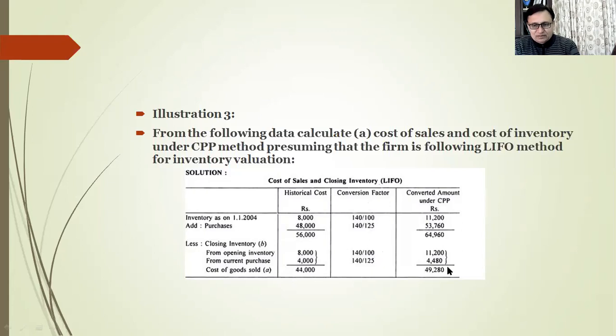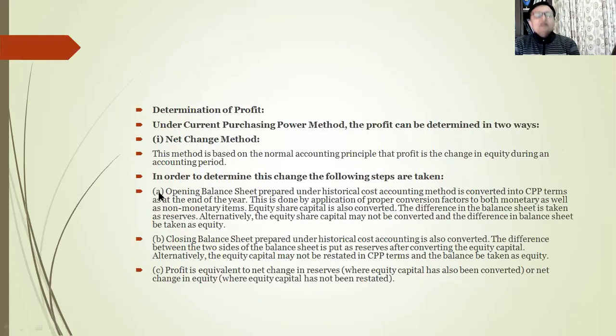So in this way, the cost of goods sold, earlier it was 44,000, now it has become 49,280. So this has been restated. So in this way, we will restate the values of the profit and loss account and balance sheet and find out the revised financial statements.